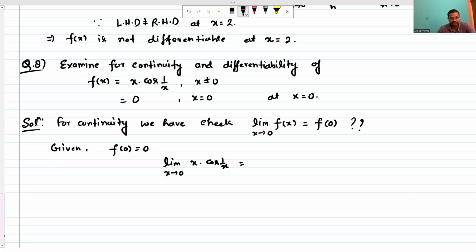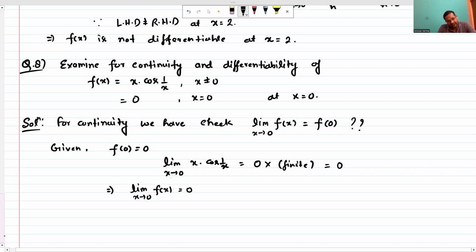We don't know what the finite value is, but it will still be a finite value. So we can see that when x is tending to 0, it means 0 into some finite value. When you multiply this 0 with a finite value, you will get 0. So clearly we can say the limit of this function at 0 is 0. So this implies the limit when x is tending to 0 of f(x) is just equal to 0, which is equal to the value of the function at the point x equals 0.